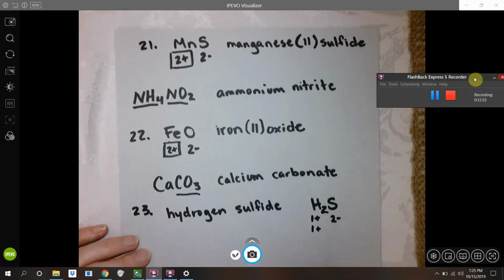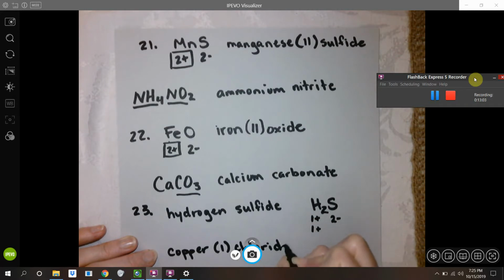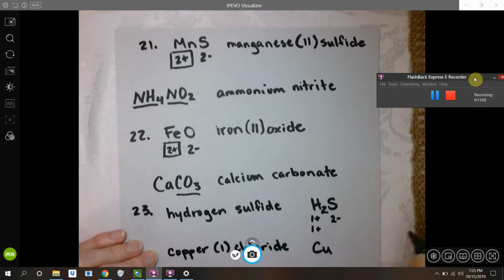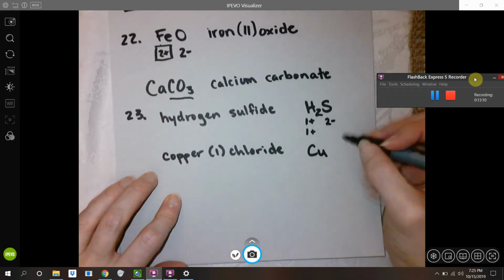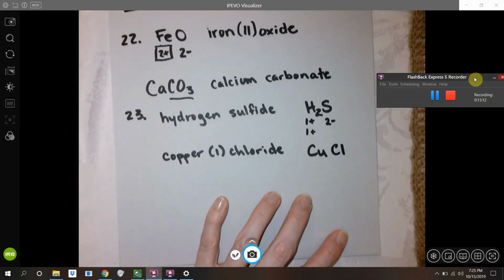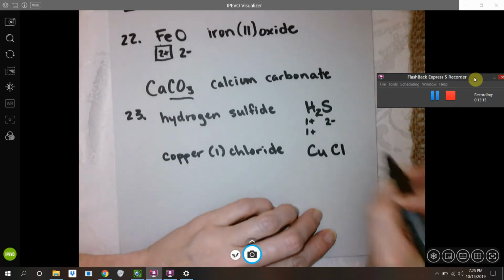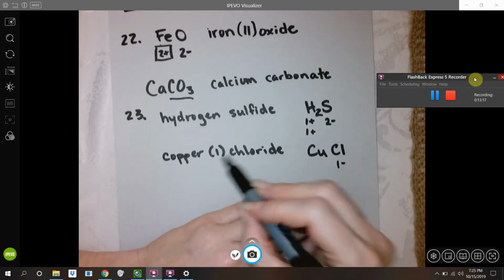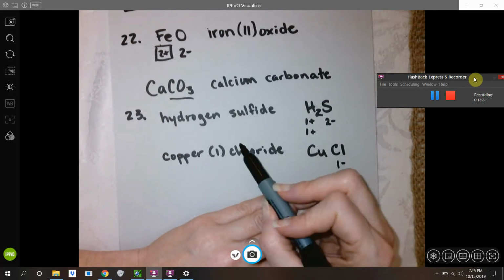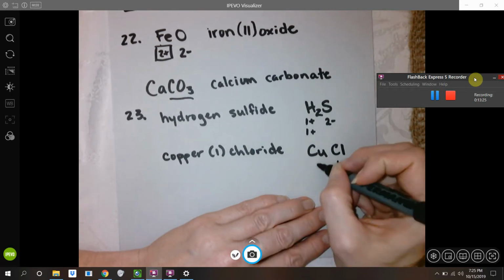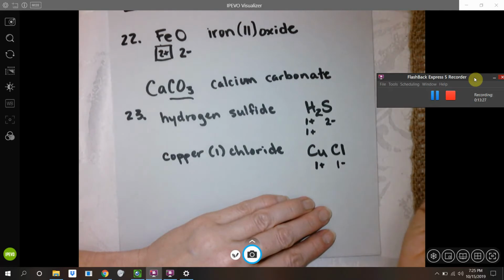Okay, copper 1 chloride. So we'll start with Cu and chlorine is Cl. We have to balance the charges. Chlorine is 1 minus. Copper, we can look to the name. If we look at the periodic table, there's options and we won't know which one to use. So let's look in the name for the charge as 1. So 1 plus and 1 minus, we're in balance, so our formula becomes CuCl.